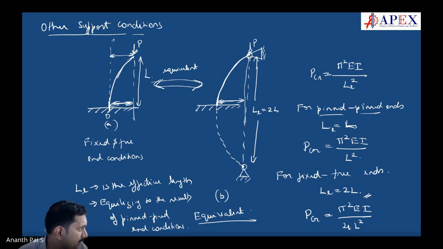And there's a derivation which I skipped. There's a derivation for fixed free ends, which I skipped. Not required. If I can make you understand, it's more than enough. So they have derived this P critical for fixed free end. For fixed free end, it is given as pi square EI by 4L square. Now, comparing this and this, you can say LE is equal to 2L. If you take, you will get this. Makes sense?